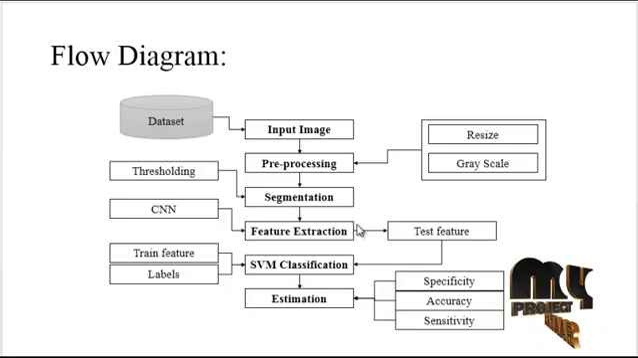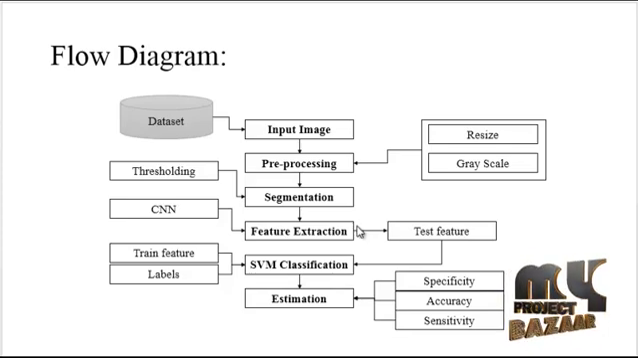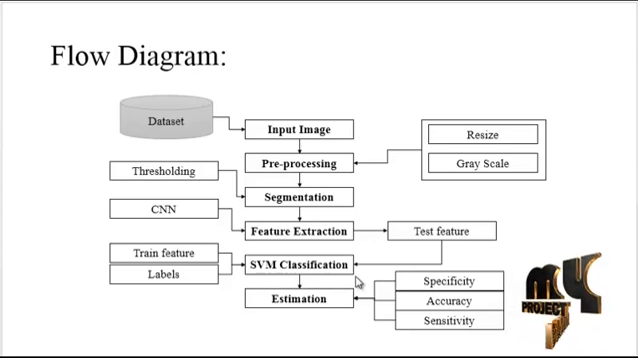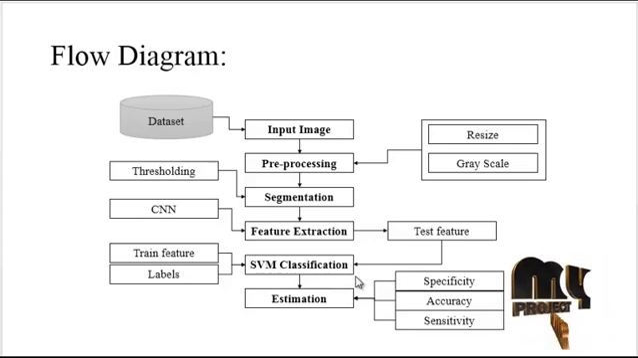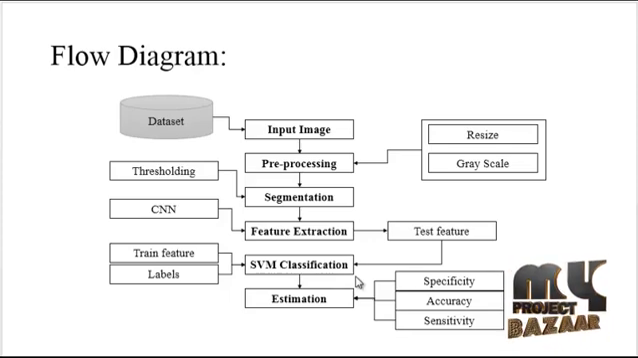In this classification step, we are using the support vector machine classifier to classify whether the input image is a normal one or an abnormal one. If it is a tumor, the classification report will generate the output as a tumor or abnormal image, or else the classification result will be a normal one.